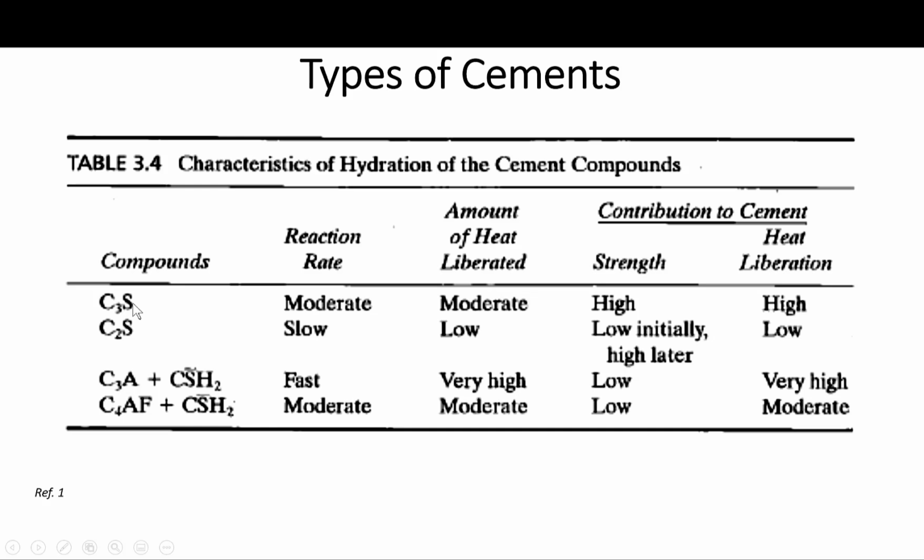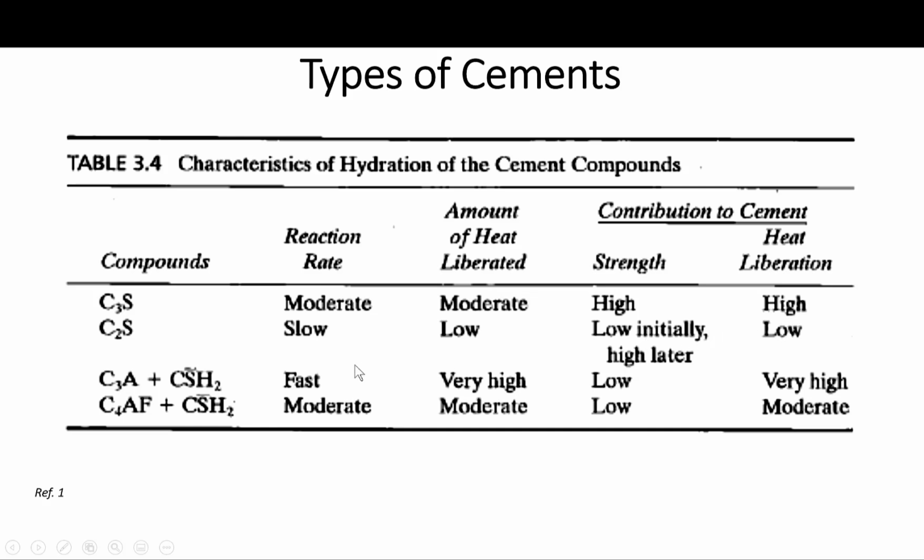their characteristics. For example, the C3S, which is tricalcium silicate, reaction rate is considered moderate. The amount of heat liberated is moderate also. Contribution to the strength, it's high, early strength, and the heat liberation is high. The C2S, the dicalcium silicate, reaction rate is slow, amount of heat liberated is low, the strength low initially and higher later, because it's slower reactions than C3S. It contributes less to the early strength and higher to the later strength.